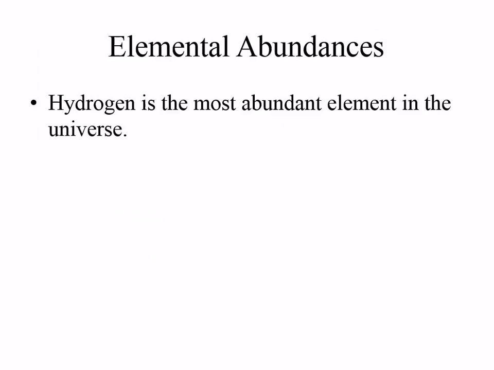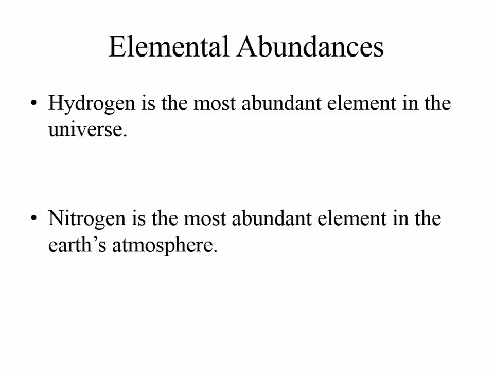So I have some slides here on kind of the elements and where they stand with regard to having a lot of that element or not much of that element. So starting with the universe, hydrogen is the most abundant element in the universe. Nitrogen, the element nitrogen, is the most abundant in the Earth's atmosphere.